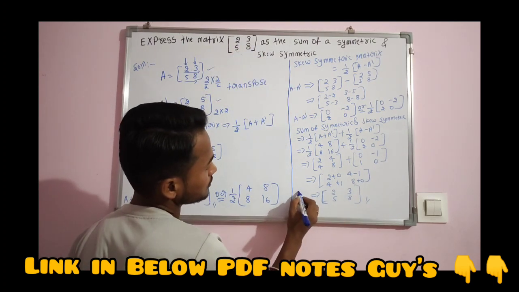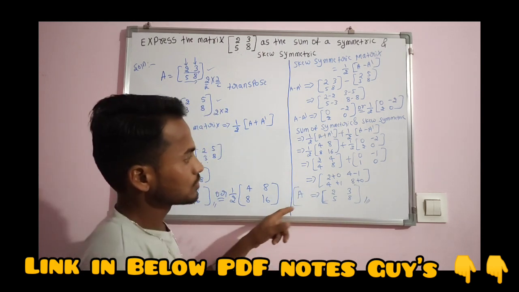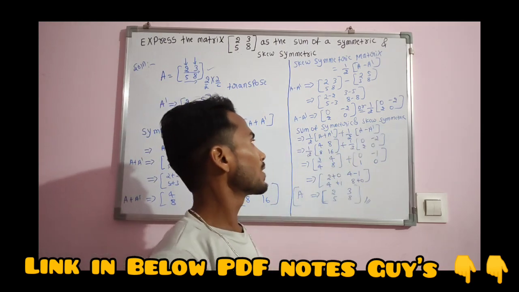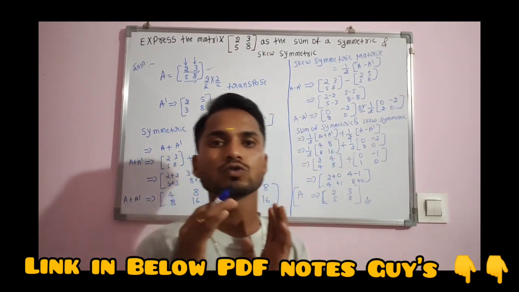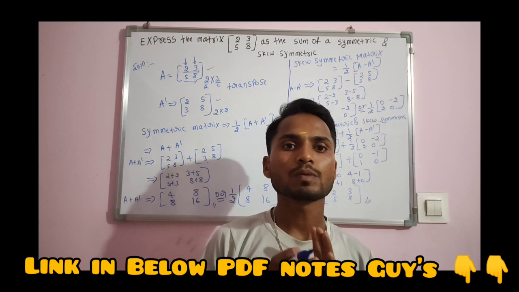Okay. This is the matrix. This is finally the matrix. See this: the sum of the symmetric and skew symmetric parts. Half of A plus A dash is the symmetric matrix, and half of A minus A dash is the skew symmetric matrix.